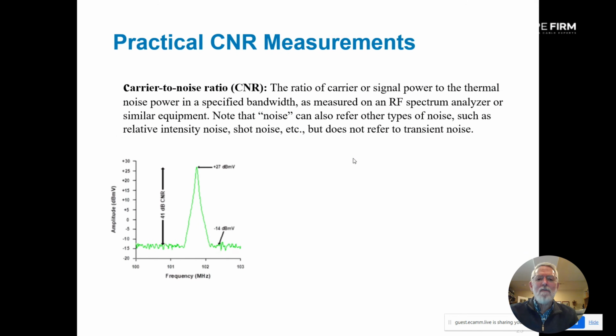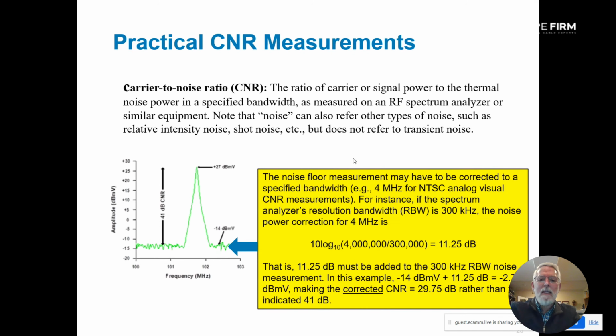Now, I won't read through this definition. I'm just carrying this forward from earlier in the slide deck just to have it here so you understand what carrier to noise ratio is. So we look at our graphic here and we can see that we've got a carrier level of 27 dBmV and a noise level of minus 14 dBmV. So that gives us an apparent carrier to noise ratio of 41 dB. So we're basically subtracting, it's the difference between 27 dBmV and minus 14 dBmV.